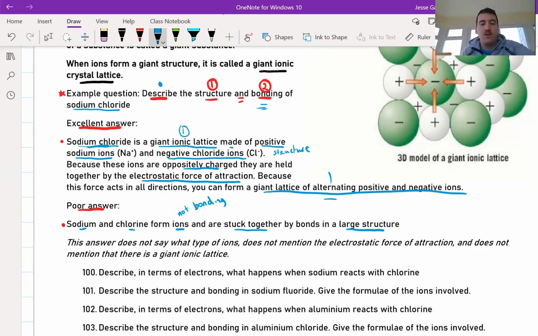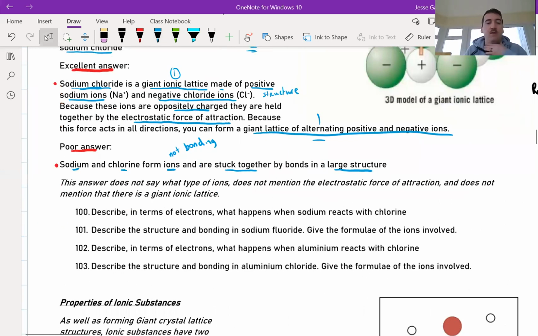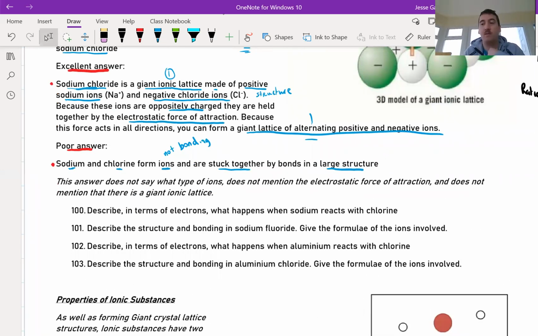All right, so you've got some questions to do now. So what I'm going to get you to do is pause the video and do these. But before you go, I want to give you a little bit of guidance with these. In question 100 and question 102, let's read them. What type of question are these? It says describe, so be careful: describe in terms of electrons.